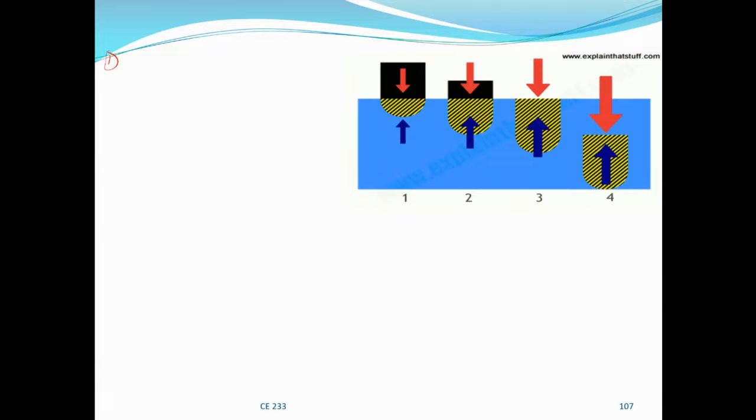Now what happens in each of these cases? Let's take the first case, which is this one. Here the buoyant force, FB, is equal to W, and W is gamma times the volume, simply mg. We can simply use mg.